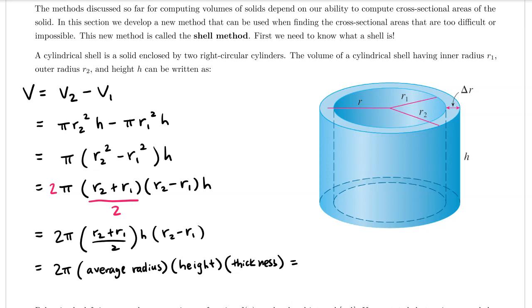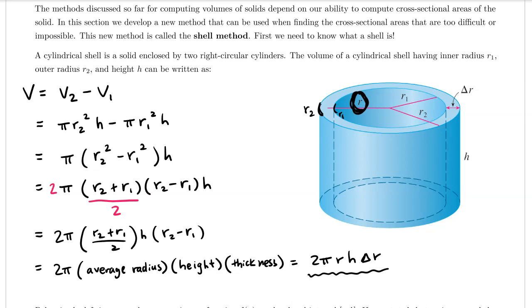And so, going back to the symbolic notation, this is going to be equal to 2 pi times the radius. If you notice, going out to the outer shell is r2, going to the inner one is r1, and if I take the average of them, we're just calling that average r. So that's r in this case, and then our height is h, and then our thickness we can call delta r.